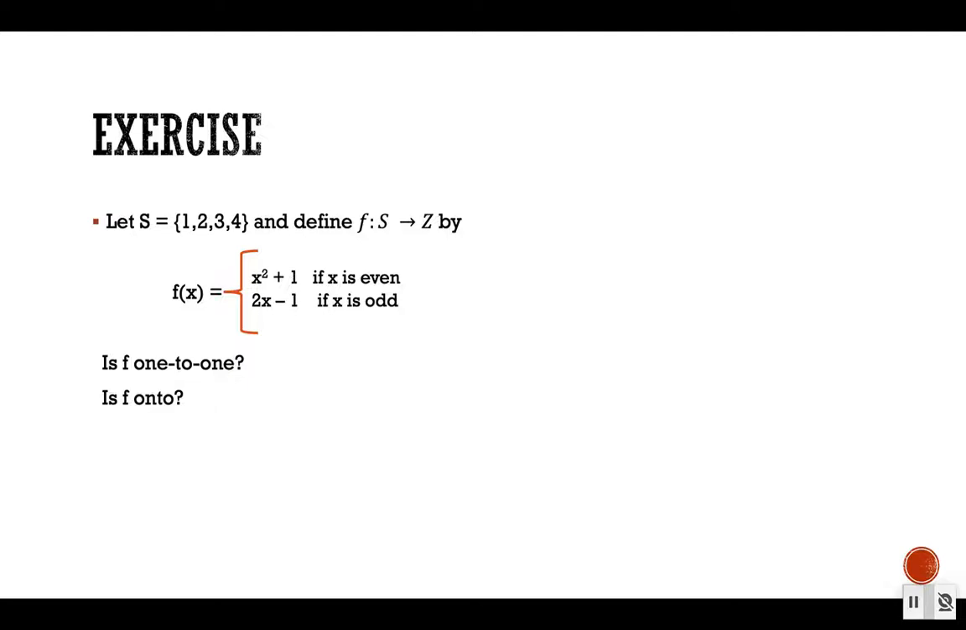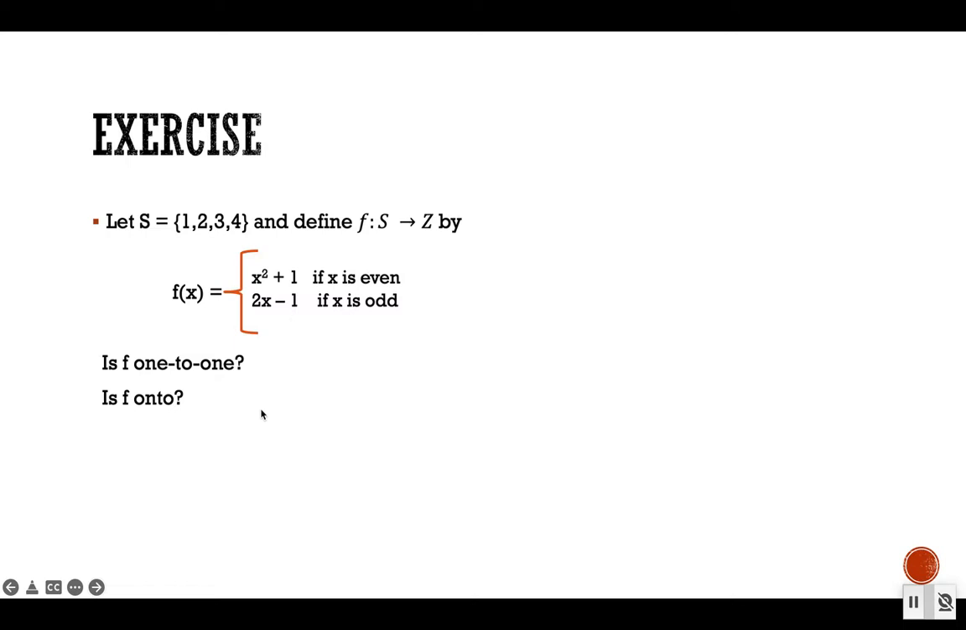Hello everyone. So in this segment we will see the solution of the exercise that we posted in our last lecture. In the last segment we talked about functions and different types of functions: we have one-to-one functions and onto functions. So let's try to find out whether this function is one-to-one or onto.